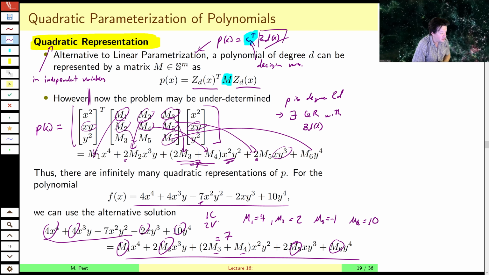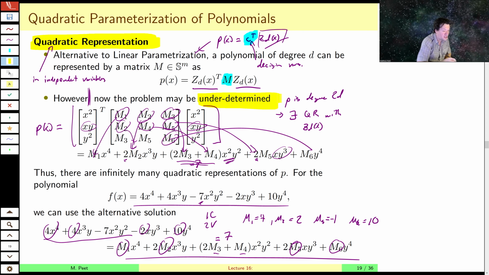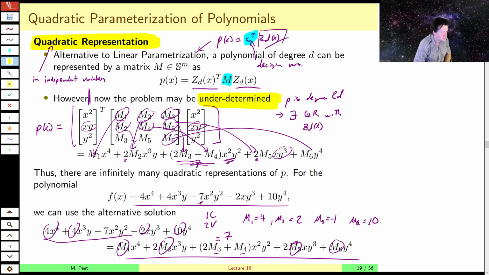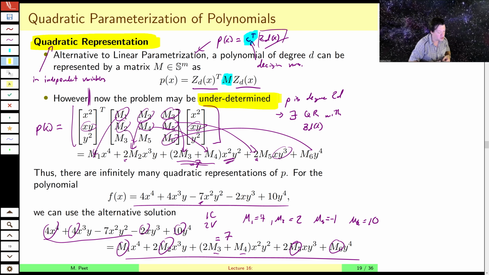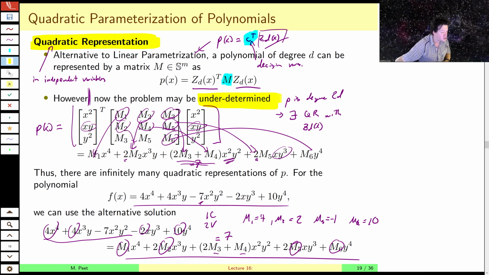There's going to be an infinite number of solutions to this quadratic representation, an infinite number of quadratic representations of the given polynomial. And this is good and it's bad. It's bad in that we can't just write down the quadratic representation and test if M is positive. But it's good in that we can search for one. We have a little bit of flexibility. So if our initial quadratic representation doesn't satisfy positivity, we can search for one that does.